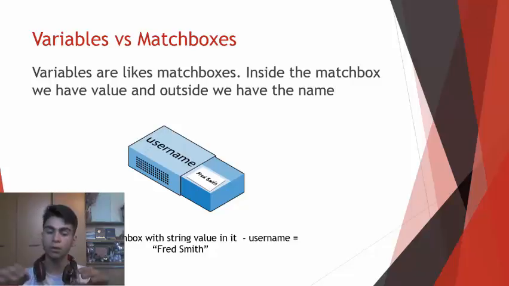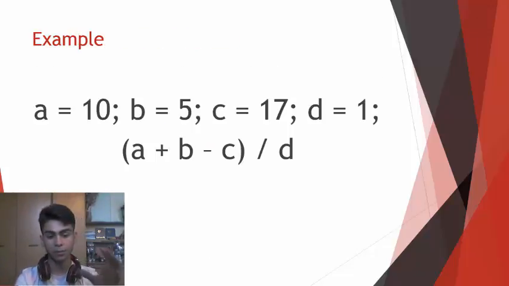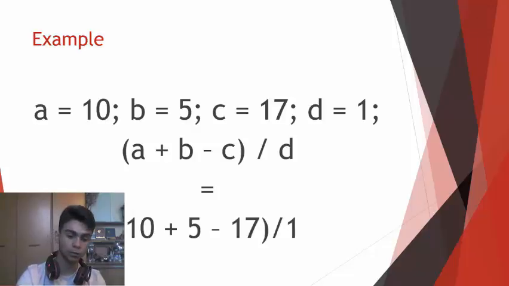Computer then goes and from its collection of matchboxes finds one we need and opens it, reads the value, and puts it in the place of a variable name. So every time you write something like a plus b minus c and all divided by d, computer substitutes the names with values and then does its calculations.